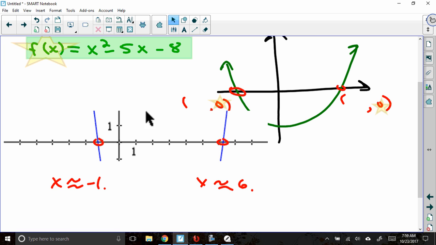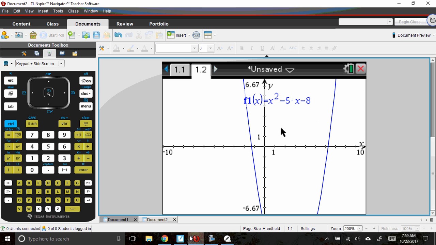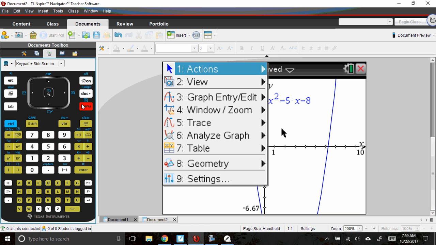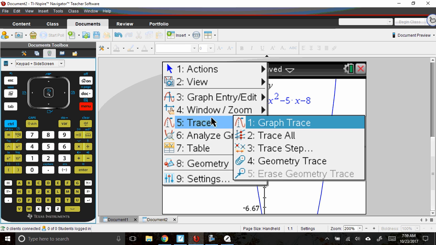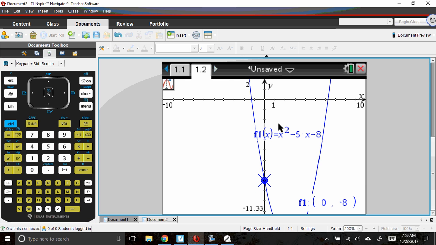So what we need to do is use the graph trace on this. We'll go menu, trace, graph trace.